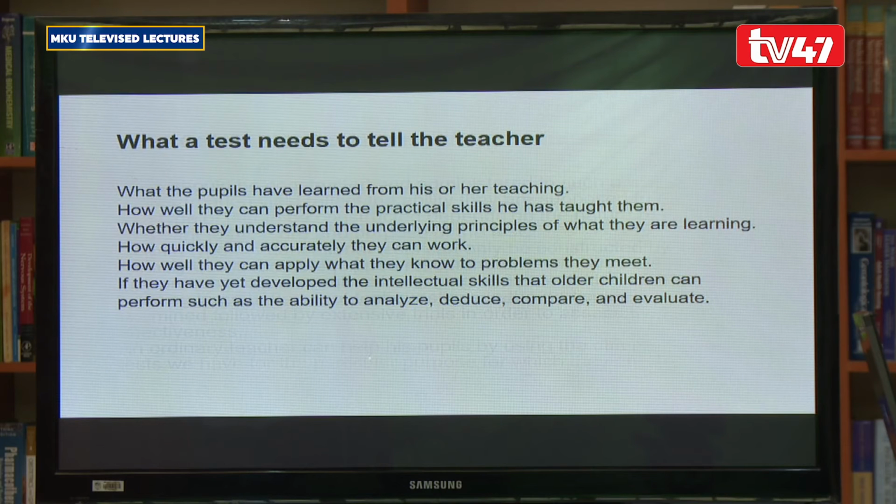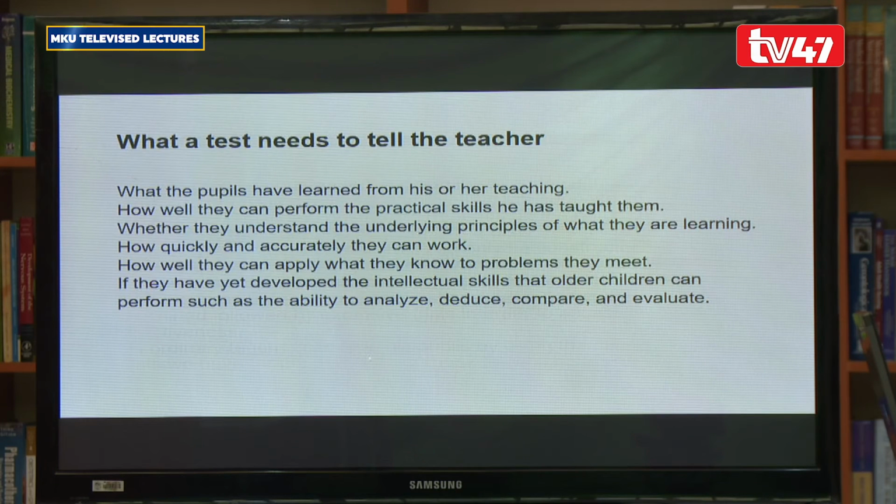And therefore, it is important that when constructing tests, a teacher sets a test that is able to give him or her the following information. Number one, what the pupils have learned from his or her teaching. Number two, how well the pupils can perform a particular practical skill or task that he or she has taught, whether they understand the underlying principles of what they have been learning, how quickly and accurately they can work or solve problems, how well they can apply what they know to solve problems that they meet from their day-to-day engagements, and if they have been able to develop the intellectual skills and capabilities that they were expected to develop.